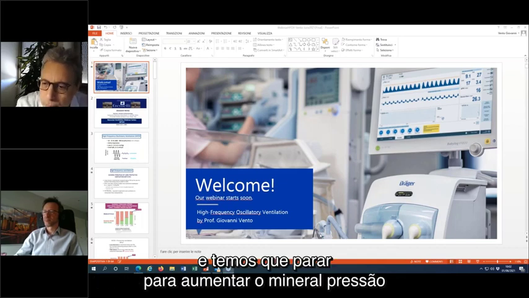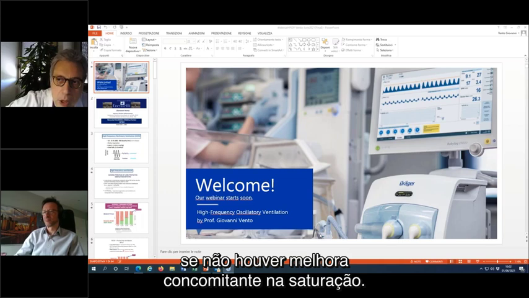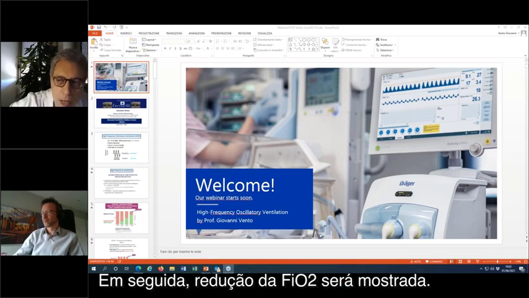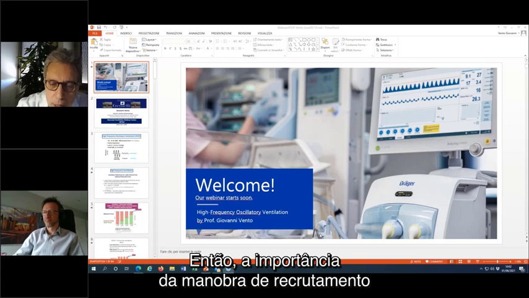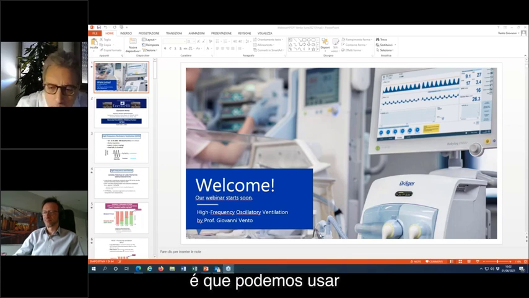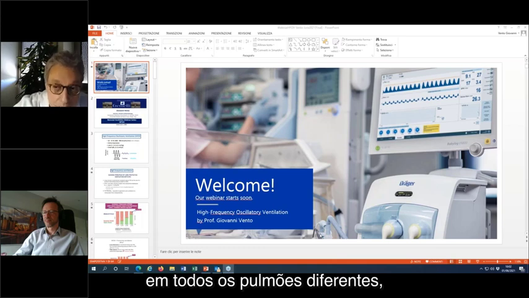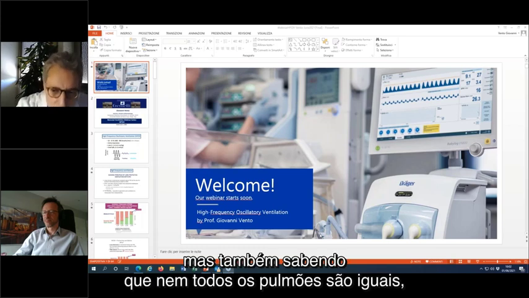And we have to stop increasing the mean airway pressure if no concomitant improvement in saturation, and then in reducing FiO2, will be shown. So the importance of the recruitment maneuver is that we can use it in all the different lungs, but also knowing that not all the lungs are the same.